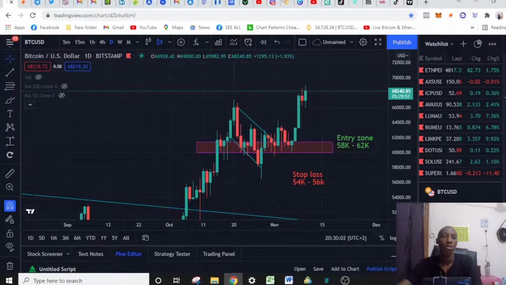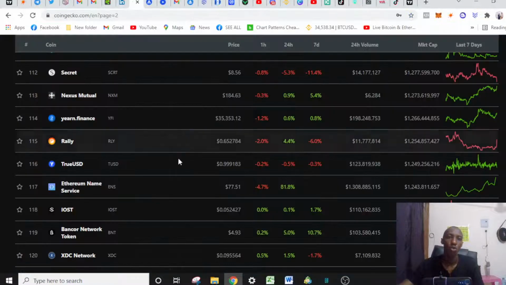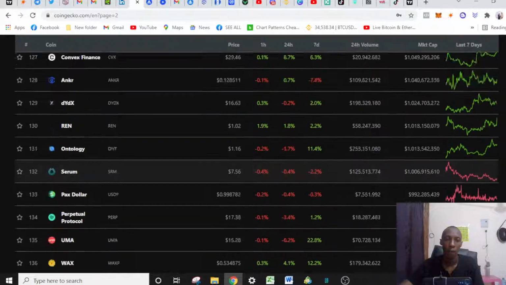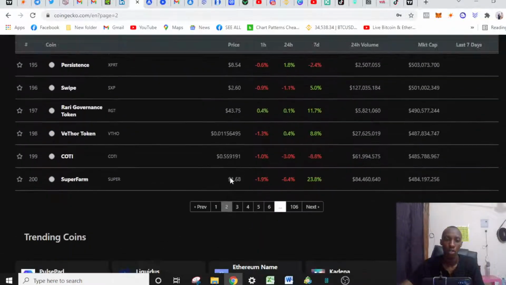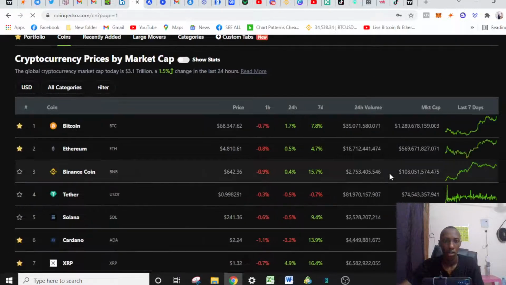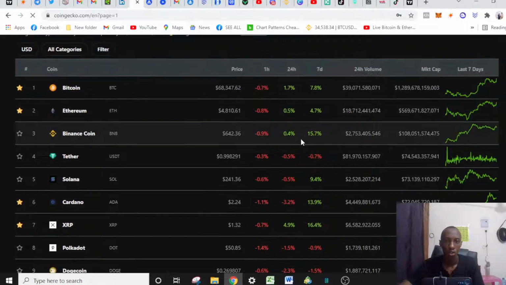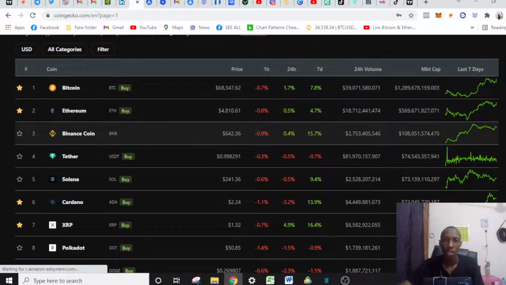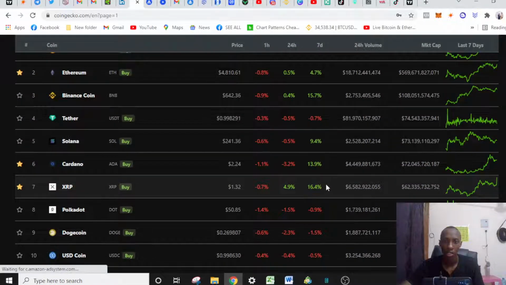So I would advise, if you want to buy some good coins right now, go and buy these top 10 coins. Let me just give you that before I end the show. That's a good question. See these coins right here. You can see in the past 7 days, Bitcoin has done 7.8%, Binance Coin has done 15.7%, and if you go even further down, you're going to see XRP has done 16%.